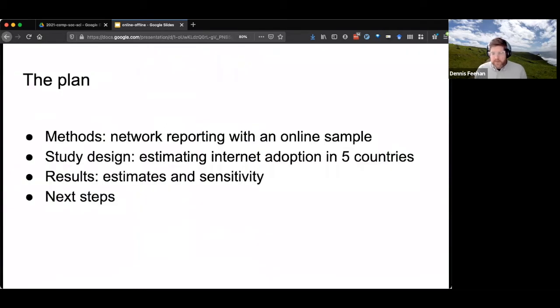So in the big picture, I'm going to talk a little bit about the methods. Mostly the methods part is going to be conceptual, and I'll refer you to the papers if you want to see all of the details. And then I'll talk about the design of an empirical study in which we use some of the methods to estimate internet adoption in 5 different countries, and we'll go through the results of the study, and I'll talk a little bit about where I think this can go next.